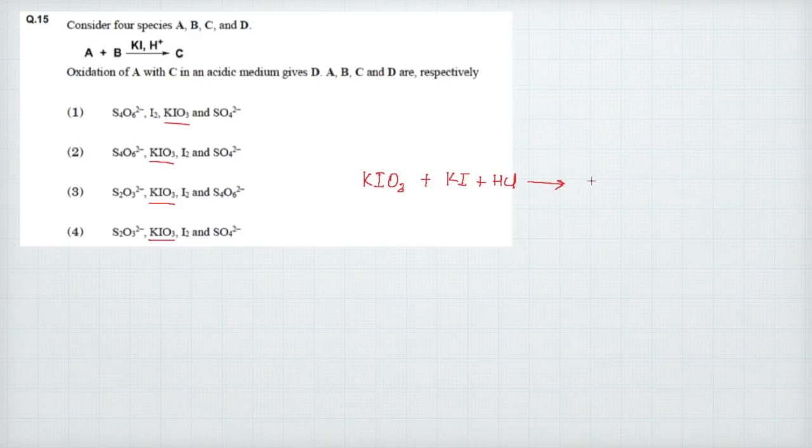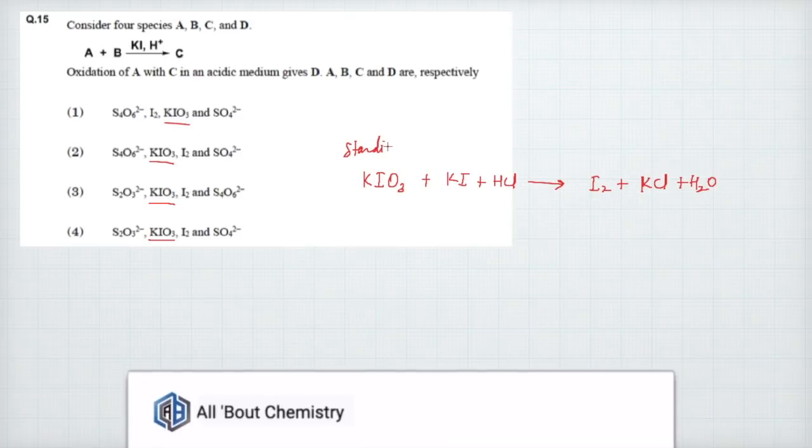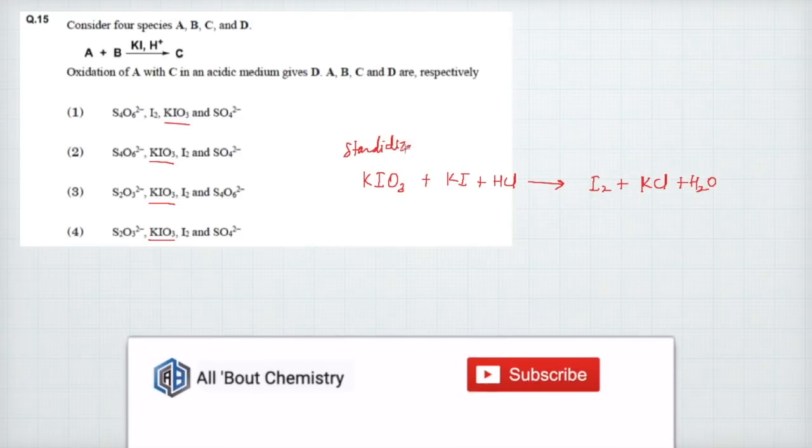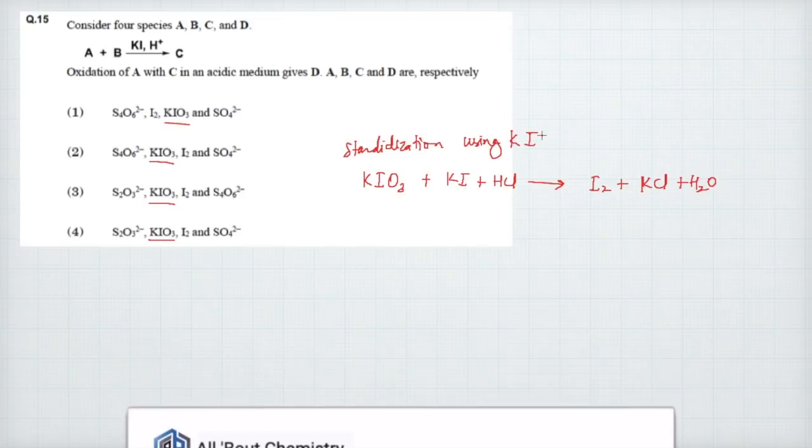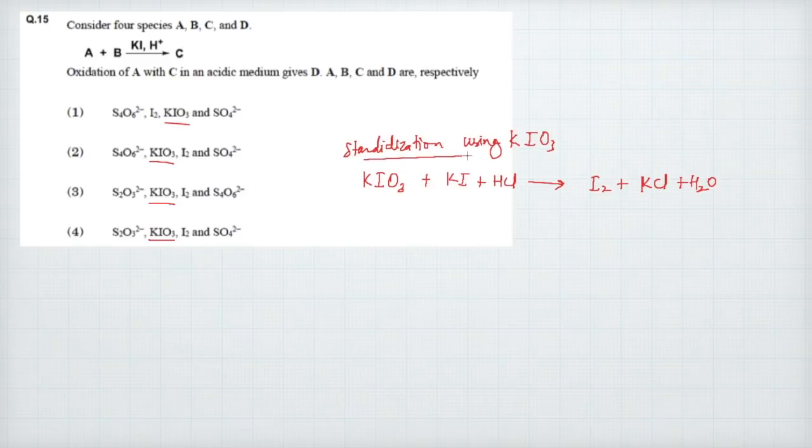Okay, so this is going to give you iodine, and then you are also going to get KCl, potassium chloride, and also water as a byproduct. Now this iodine which you get in this particular step is called a standardization condition, or standardization process, or standardization using potassium KIO3. Okay, now if you have standardized it, you have formed iodine.